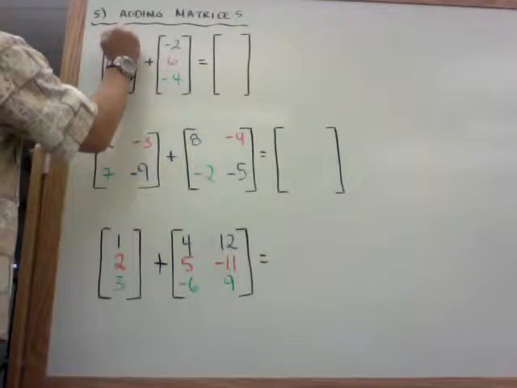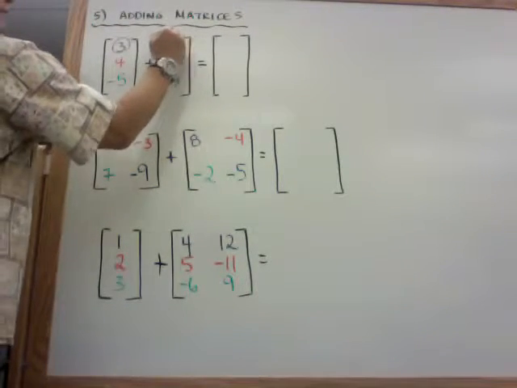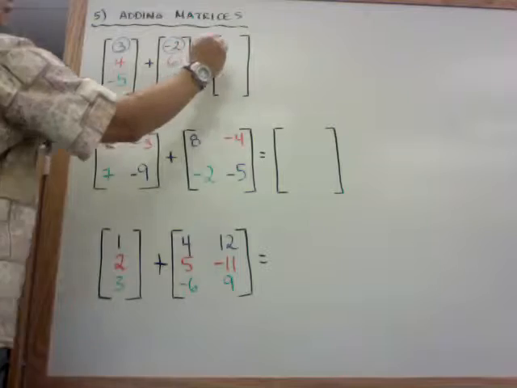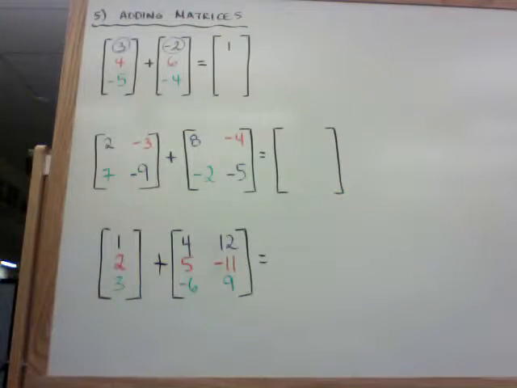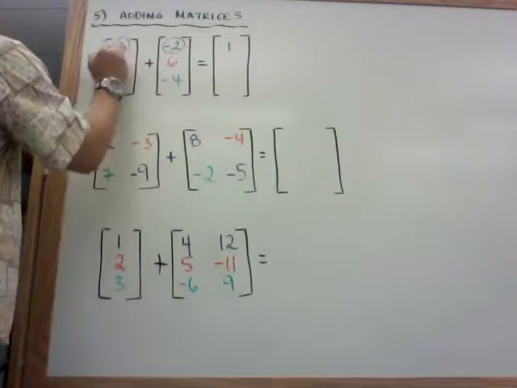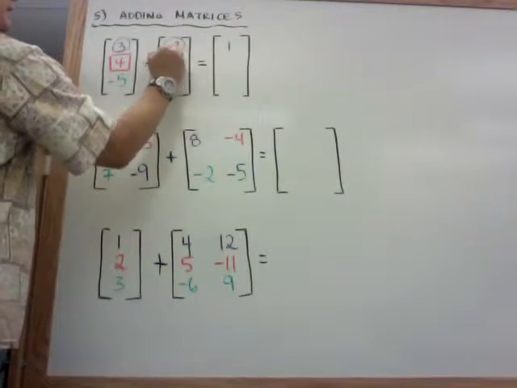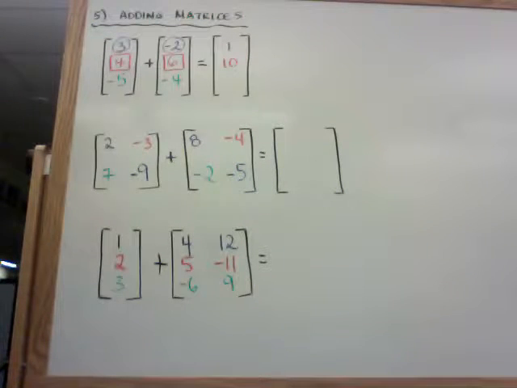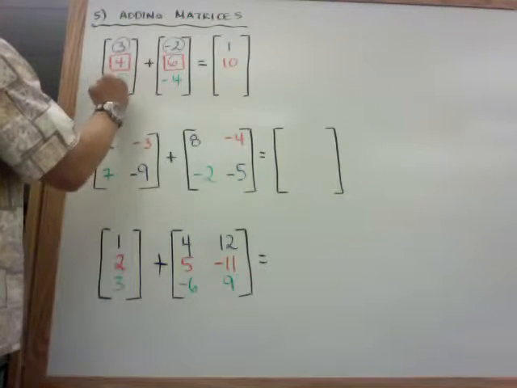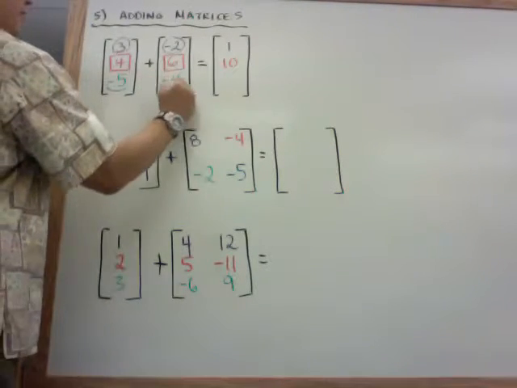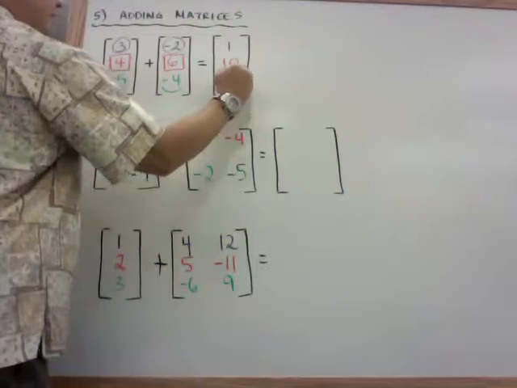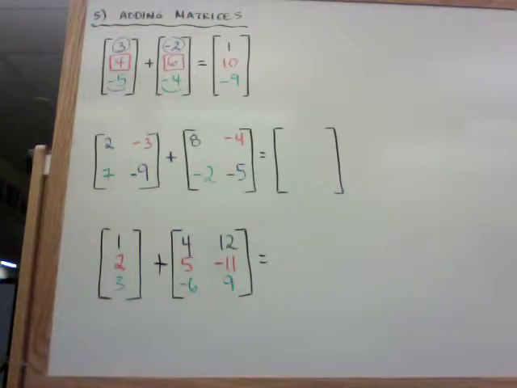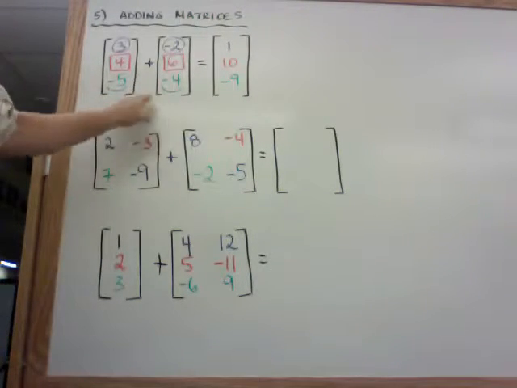So in this case, I'm going to go 3 plus negative 2. So 3 plus negative 2 is like saying 3 minus 2. So at the top, it'd be 1. Across the middle, I'm going to use a square. 4 plus 6 is equal to 10. So you can just see this goes right across. And then in the green on the bottom, negative 5 plus negative 4 is equal to negative 9. So your answer matrix will look like the two that you're adding.